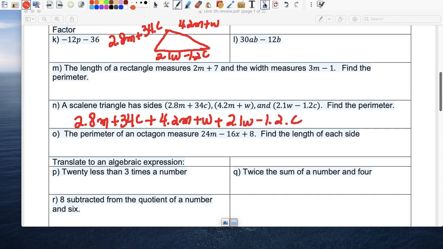Minus 1.2. All right, so it's like terms. There's their m's. There's one over here. Over here. That's it. So 2.8 and 4.2, that looks like 7m. Did I do my math correctly? Change colors here. So there's a C here, 34C, and there's a minus 1.2C.